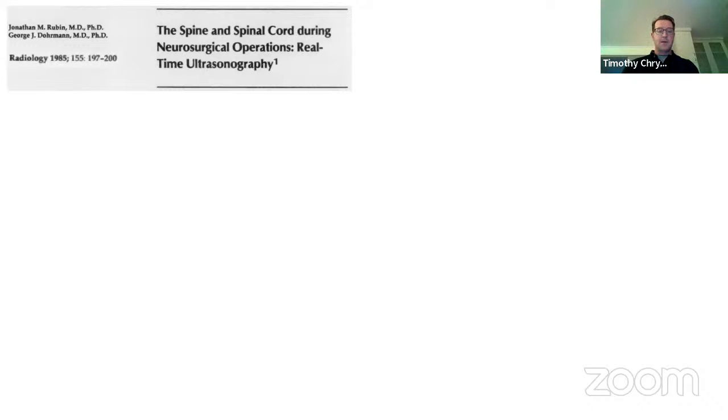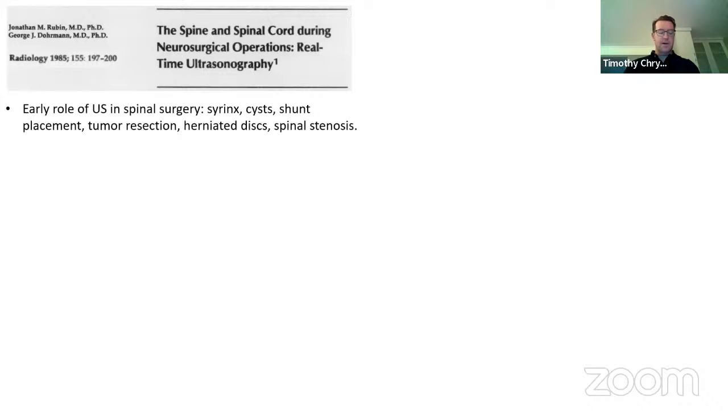This is an article by Doctors Rubin and Dorman, University of Chicago. I just want to mention the University of Miami was also very instrumental, doing some of the earlier studies of intraoperative ultrasound in this setting. These authors were among the first to describe the invaluable surgical role of this technique: localization of lesions, ascertainment of lesion resection, verification of decompression in a variety of settings, syrinxes, cysts, shunt placement, tumor resection, discs, stenosis.